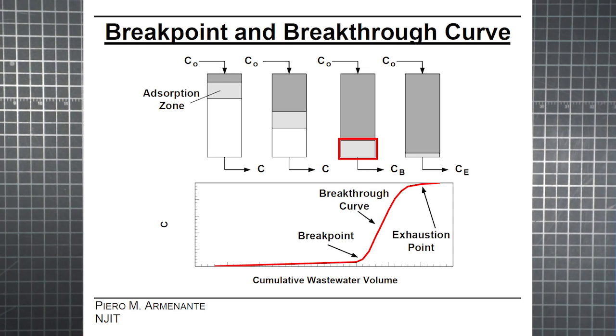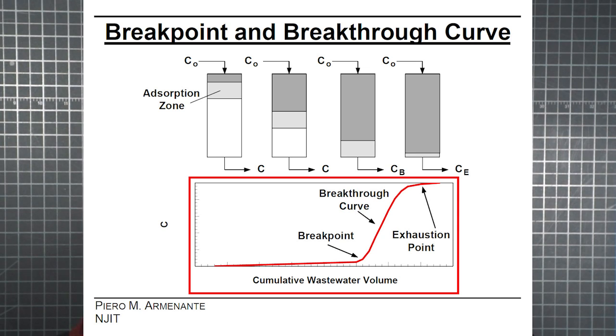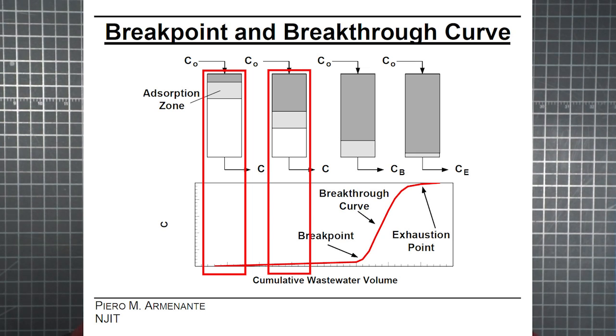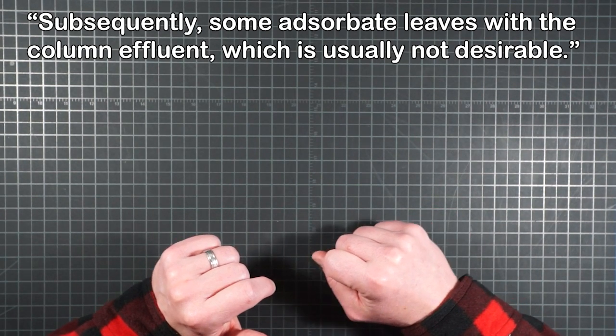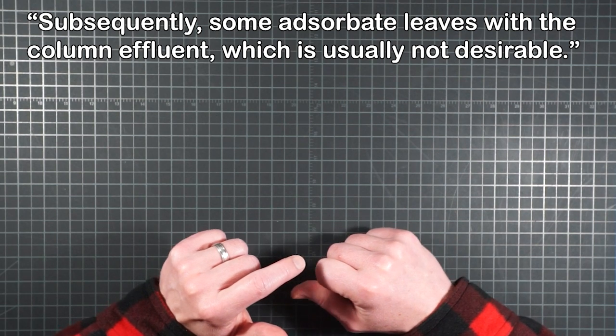In the adsorbency world, this is what's known as breakthrough. At this point, there's no longer enough viable filter media to trap all the passing impurities, and some of those impurities will begin to exit the filter. So this graph shows the amount of bad stuff in the water that comes out of a filter like this. Throughout the first two phases of the filter's life, the concentration of impurities is nearly zero. And once the adsorption zone reaches the bottom, however, that break point sees the concentration of stuff that gets through start to rise sharply. Or, as the engineering paper puts it in the most academic way possible, "subsequently some adsorbate leaves with the column effluent, which is usually not desirable."